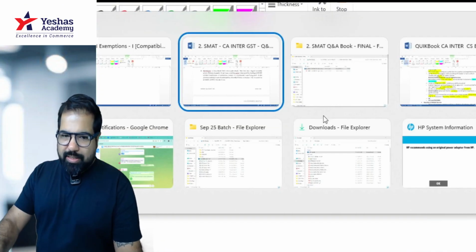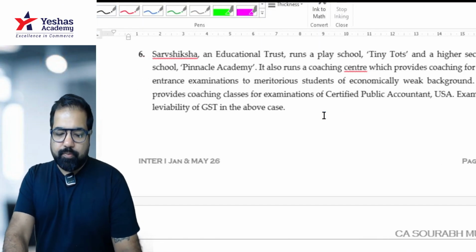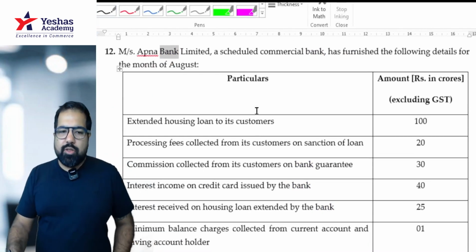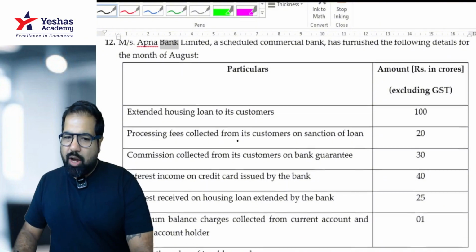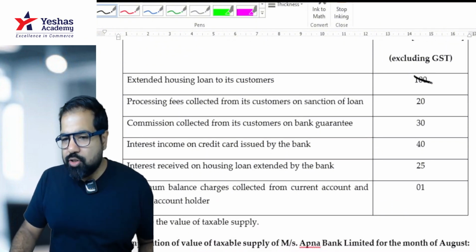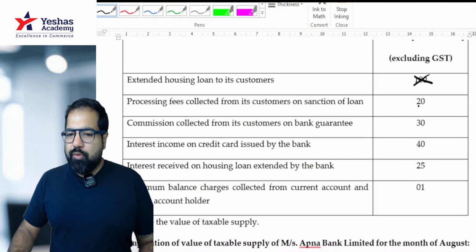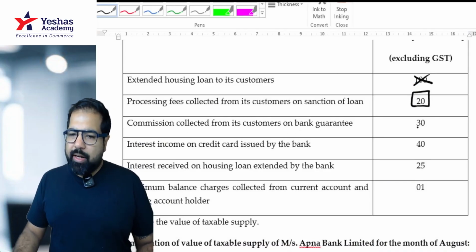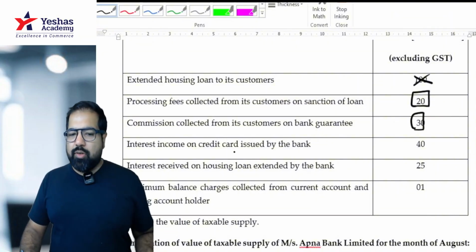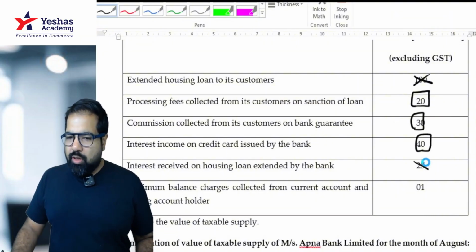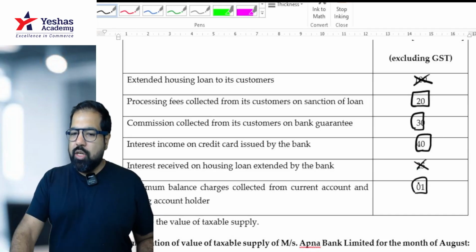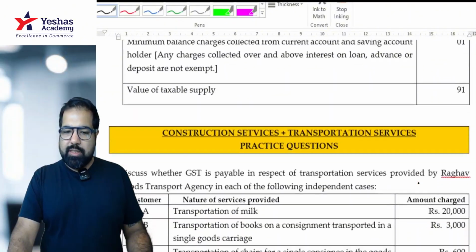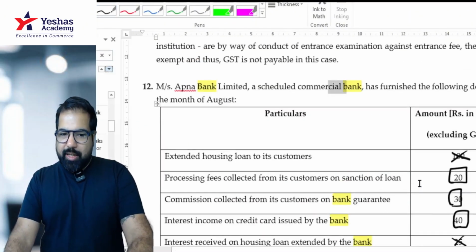This is banking services. Let's see some sums on banking services. Apna Bank Limited, a scheduled commercial bank, has furnished the following details for the month of August. Let's see, it is extending housing loan to customers. When you give money, money is not under GST. No GST on this. Processing fees, this will be subject to GST. Commission from customers on bank guarantee, any commission on bank guarantee is subject to GST. Income, interest on credit card is subject to GST. Interest on housing loan is not subject to GST. Minimum balance charge is subject to GST. So 20 plus 30, 50, 50, 40, 90, 91 is the amount that is subject to GST. Let's see if there's anything else on bank.